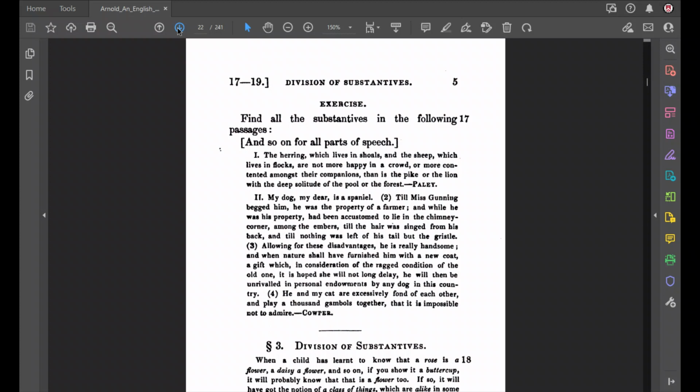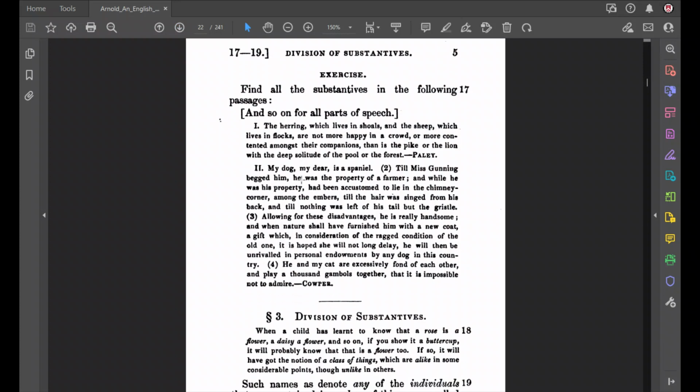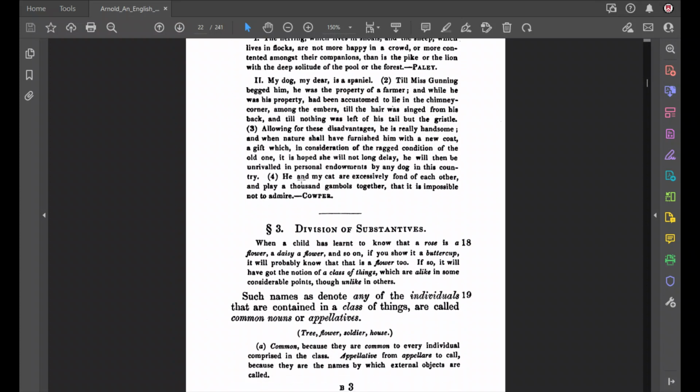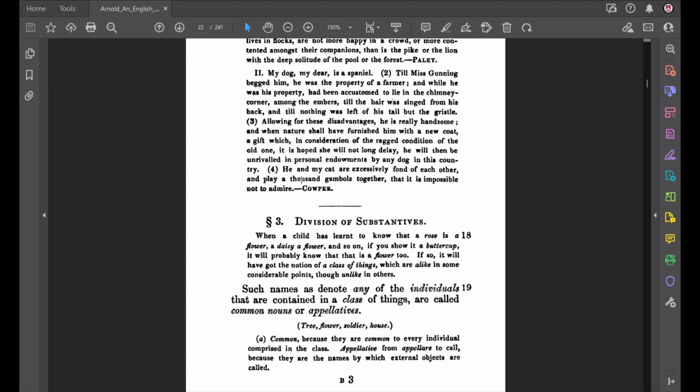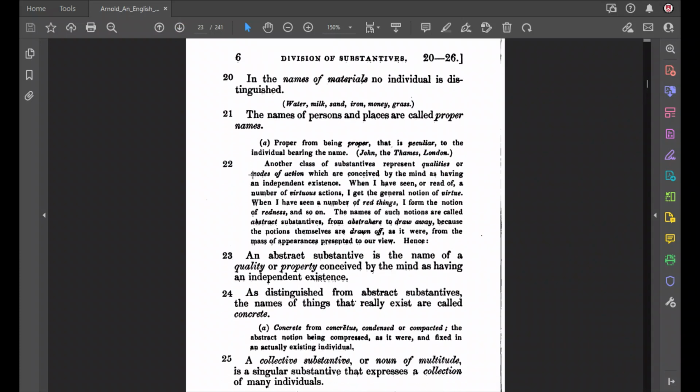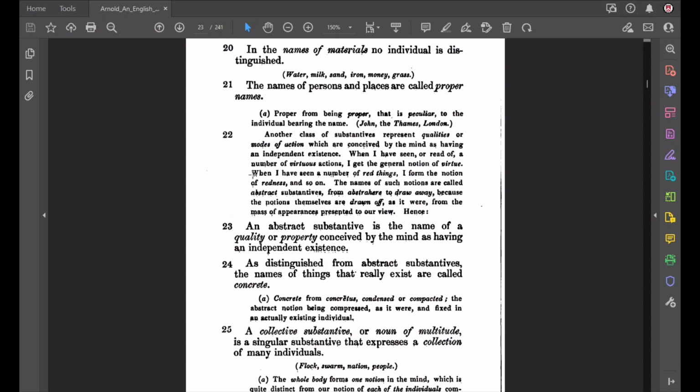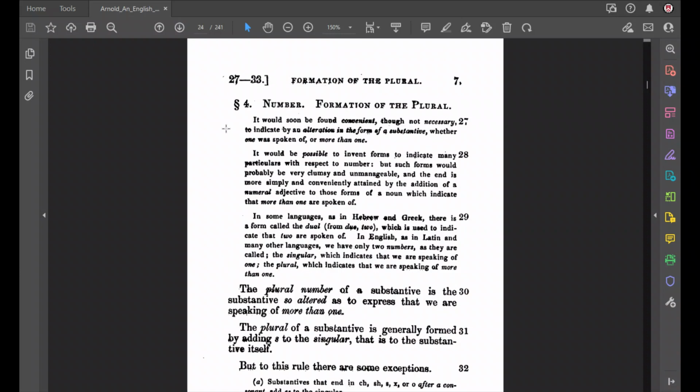And in lesson 3, we began the study of the first part of speech, which are substantives. We learned what substantives are, and we learned the classes of substantives. We learned that there are common and proper nouns. Then we learned that there are abstract and concrete nouns. And we learned that there are collective nouns, nouns that name a multitude of things. That was lesson 3. In lesson 4, we talked about the number of nouns. We talked about singular and plural number of nouns, that different forms are used to express singular and plural. And we looked at how that works.